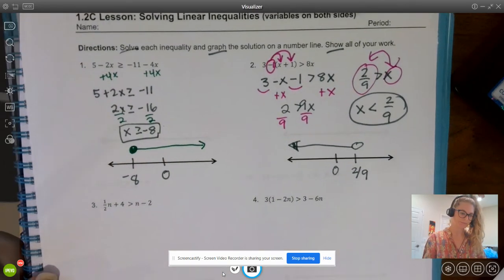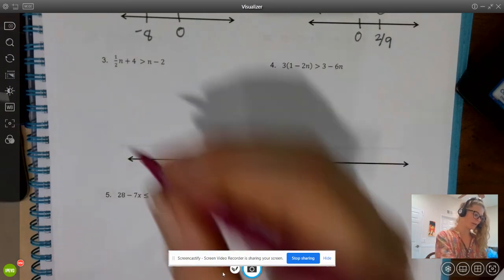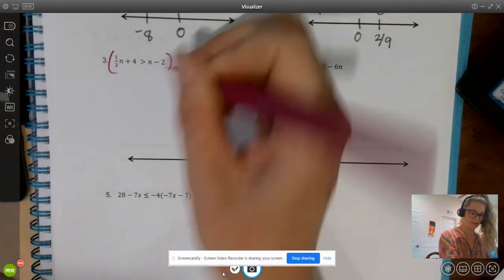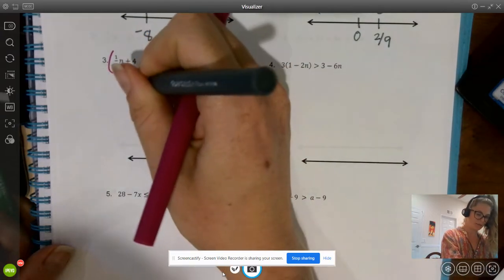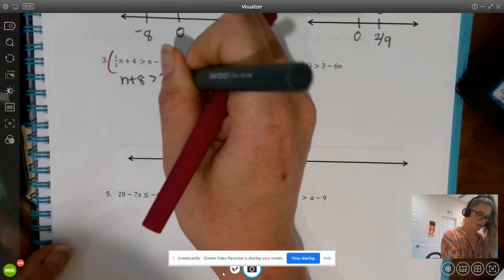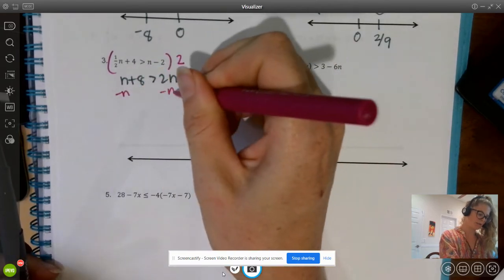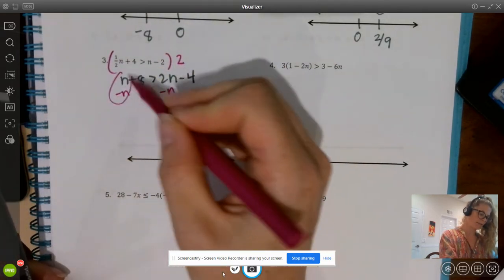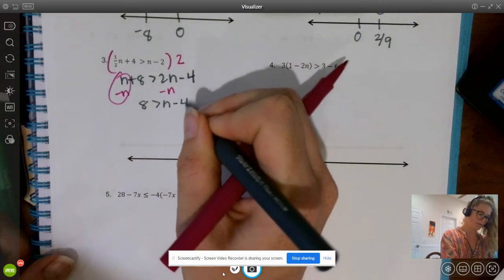Awesome. Number 3, here I'm going to clear my fractions. I'm going to multiply everything by 2. When I do that, I end up with n plus 8 is greater than 2n minus 4. Smaller king is n. I'm going to subtract n from both sides. This makes a 0 pair. So I have 8 is greater than n minus 4.